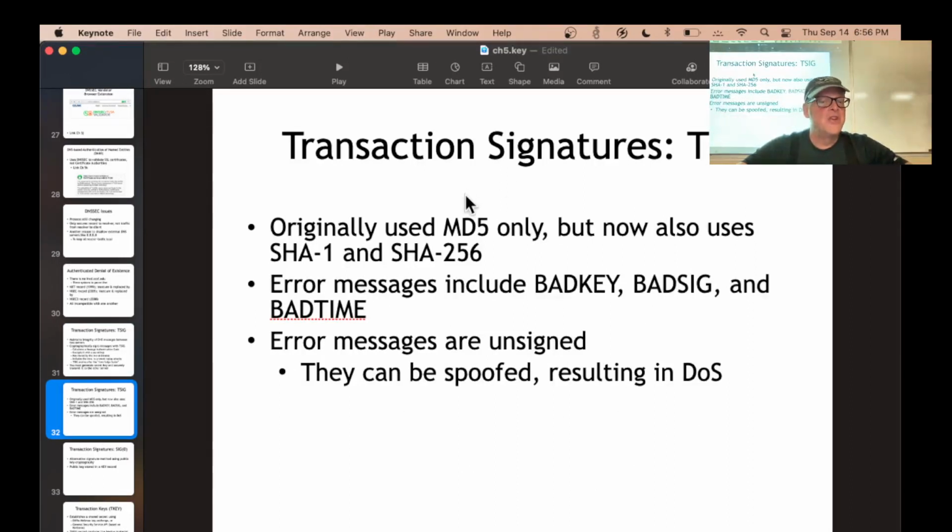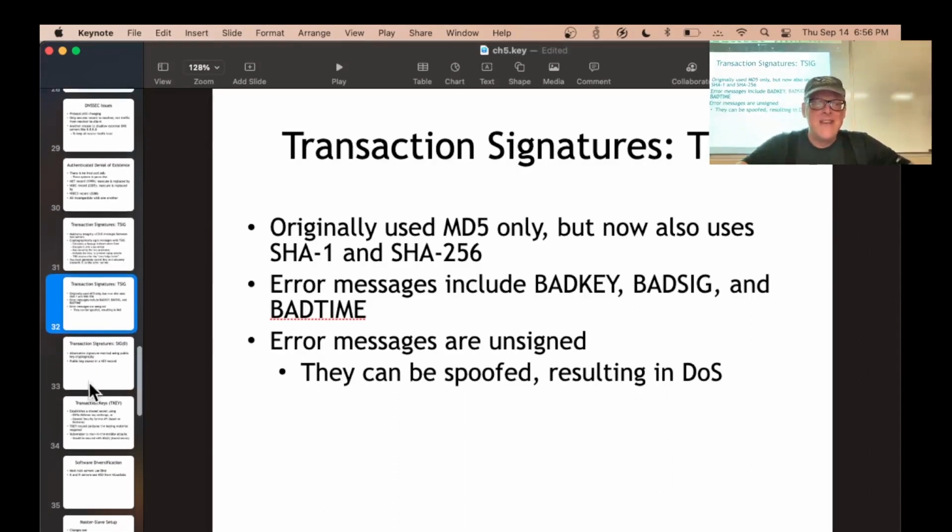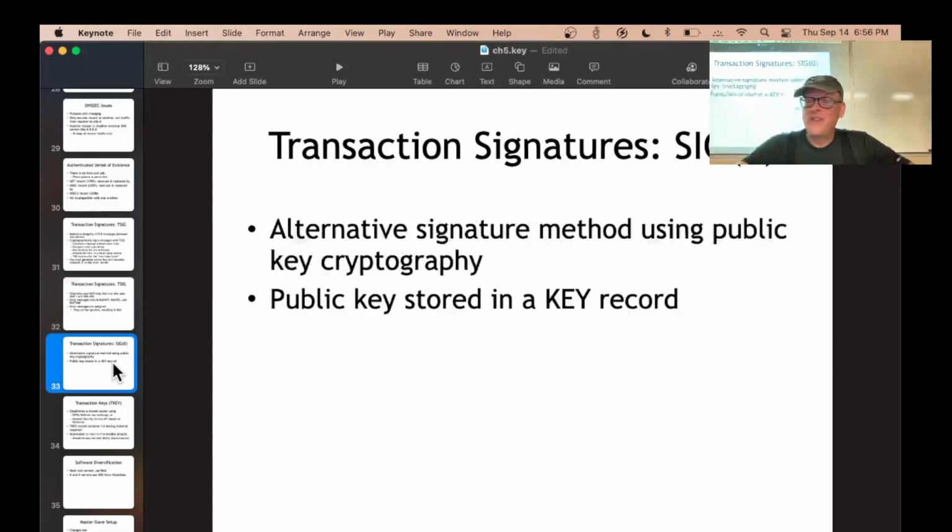Then the signatures originally were based on MD5, but MD5 is known to be broken and insecure, so now they use SHA. There's a whole bunch of error messages associated with this, but the error messages are unsigned because you can't sign them because you haven't got the signature working, so you can spoof the error messages and create denial of service by telling people they're errors when they aren't. So there's just a lot of thorny problems in DNSSEC, which is part of why it's still changing.